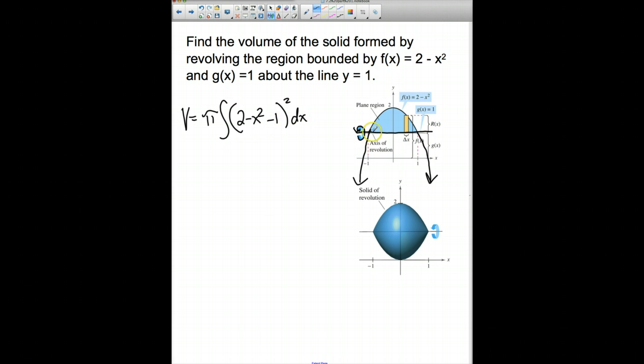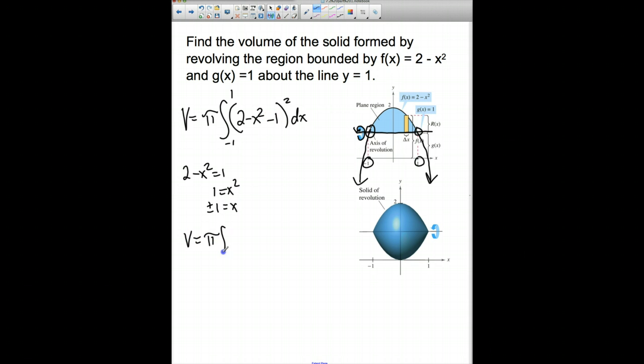And our numbers over here that we have to find, 2 minus x squared equals 1 where? So let's add x squared and subtract 1. Take the square root and we get positive and negative 1. So our limits of integration are negative 1 and 1. And so we can simplify this inside of here.